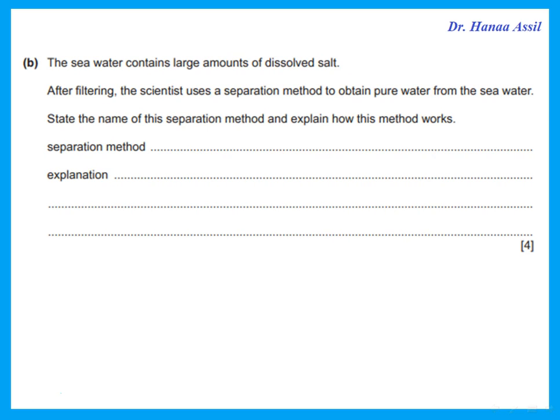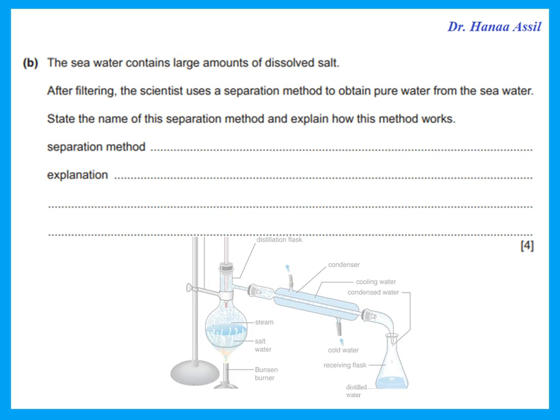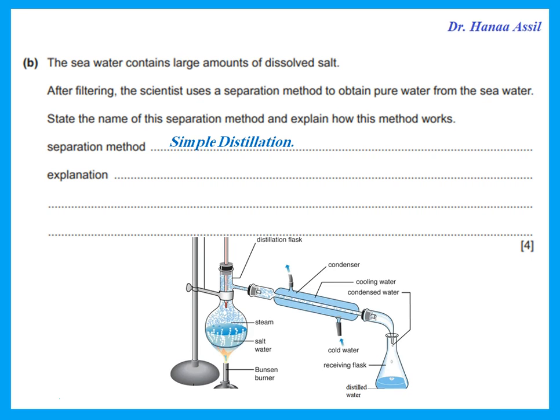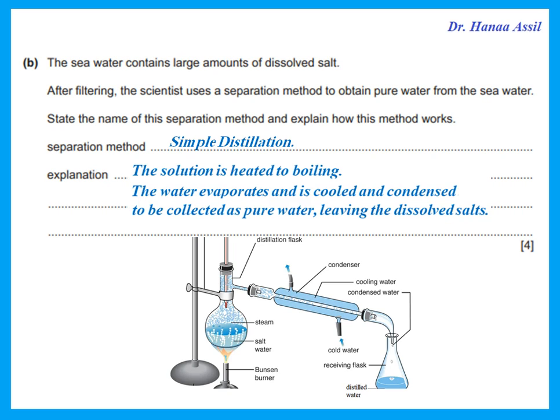The seawater contains large amounts of dissolved salt. After filtering, the scientist uses a separation method to obtain pure water from seawater. Which method do we use to obtain pure water from seawater? We said this would be distillation, or you could call it simple distillation. And he says, explain how this method works. You should remember that in distillation, the solution is heated to boiling, the water evaporates, it's cooled, condensed to be collected as pure water, leaving the dissolved salt.